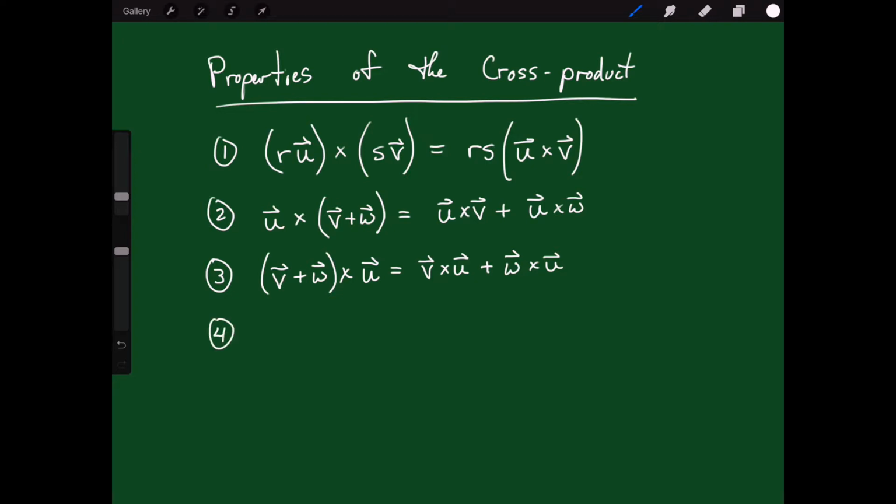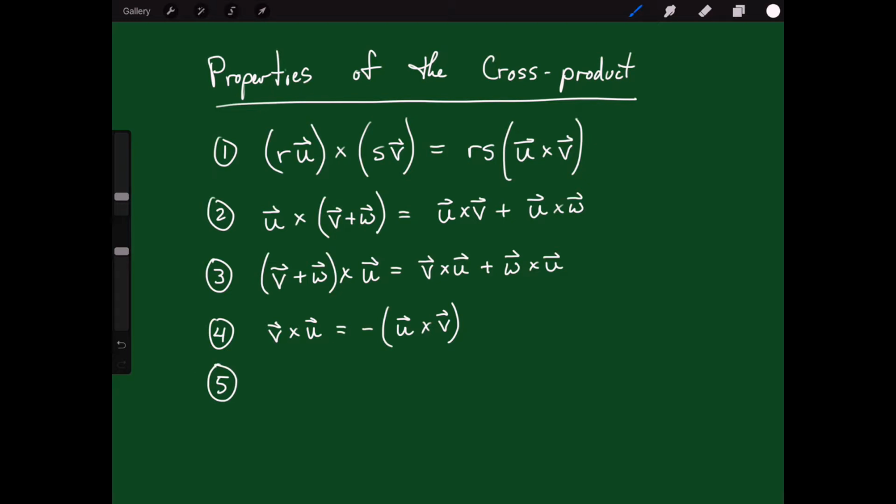4. I have that v cross u is equal to negative u cross v. Okay, so if you switch the order of u and v, you just add a negative. So they do not commute. If you switch the order, it actually adds a negative sign.